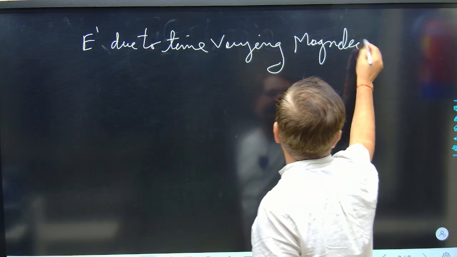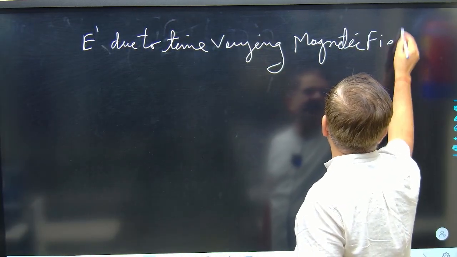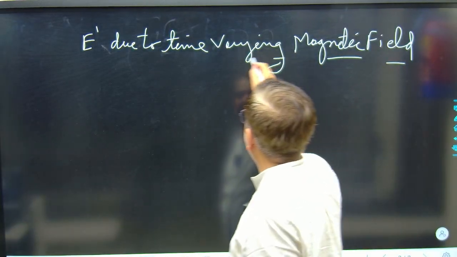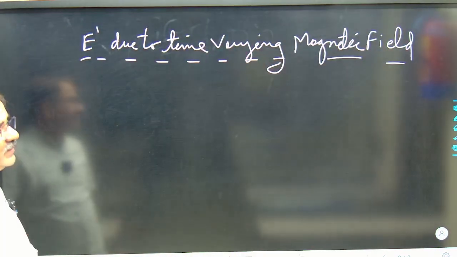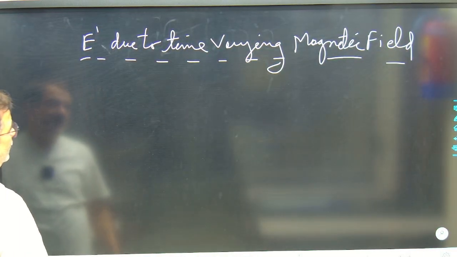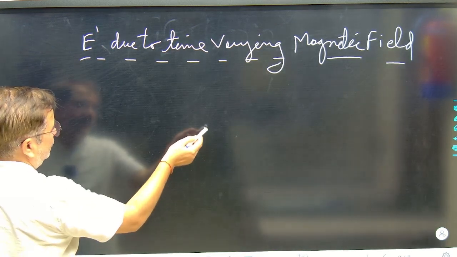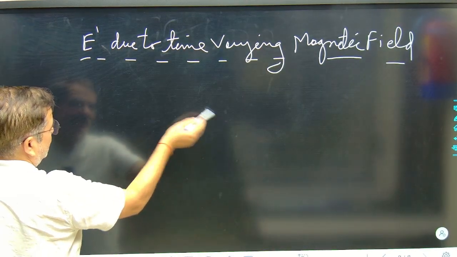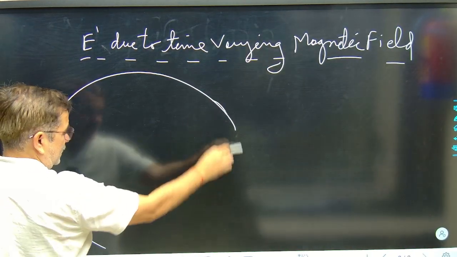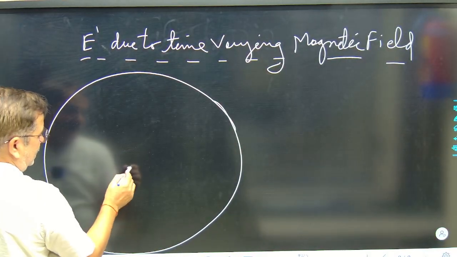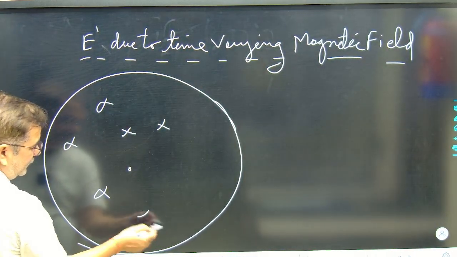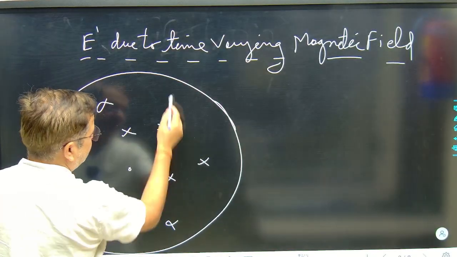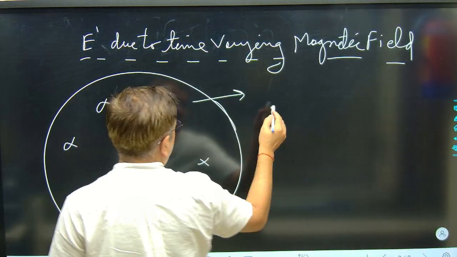Time varying magnetic field can always induce an electric field. This result we can also show. What does it say? Suppose there is some region of space, and there are some field lines existing with time. These field lines are varying.